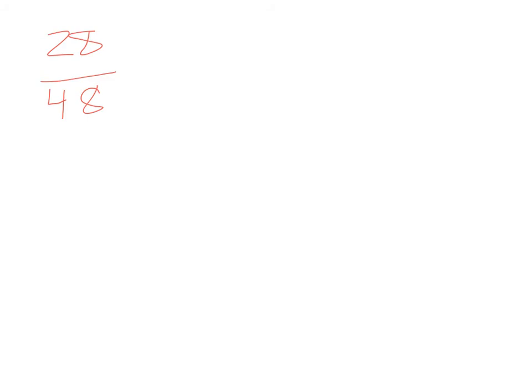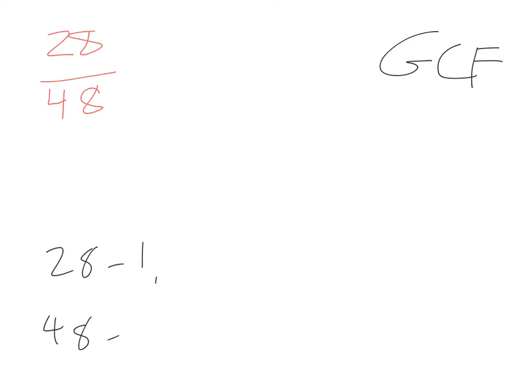Alright, so going through the process, I need my greatest common factor, 28, 48. 1 obviously goes into it. 2 goes into it because it's an even number. Counting by 2s would give me 14. 3, let's check. That gives me 10, not one of the numbers that it goes into, so 3 is not going to go into it. 4, I know 4 times 7 is 28. 5 cannot go into it, 6 cannot go into it, and 7 is there.